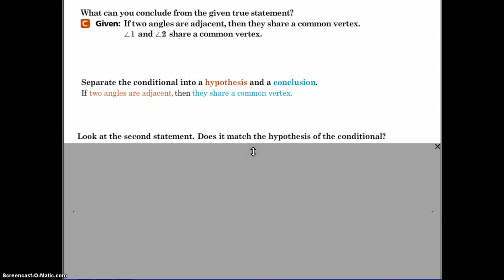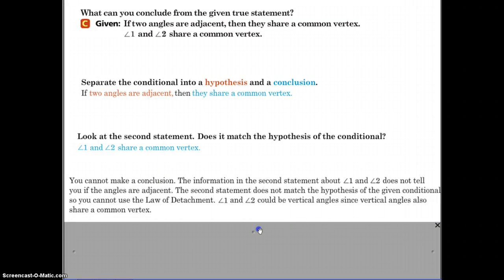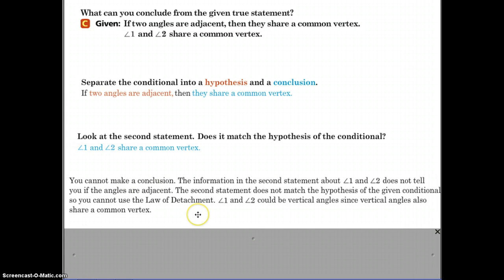So again, look at our second statement. Does it match our hypothesis? Angle 1 and angle 2 share a common vertex does not match the hypothesis. It matches the conclusion. So that lets us know we cannot make a conclusion here. The law of detachment says you have to know that the hypothesis is true, then the conclusion is true. You cannot work backwards. You cannot say our conclusion is true, so our hypothesis is true, which means we can't always do our converse here.